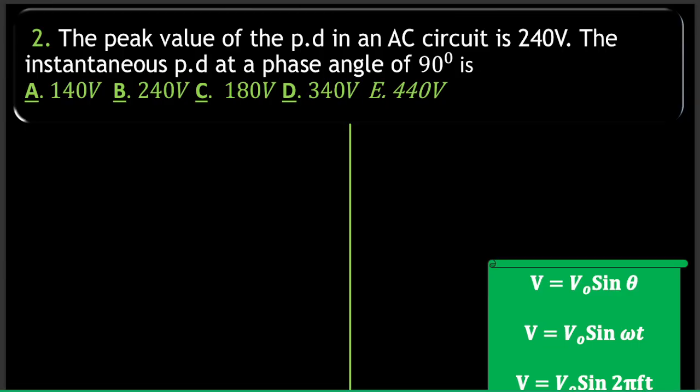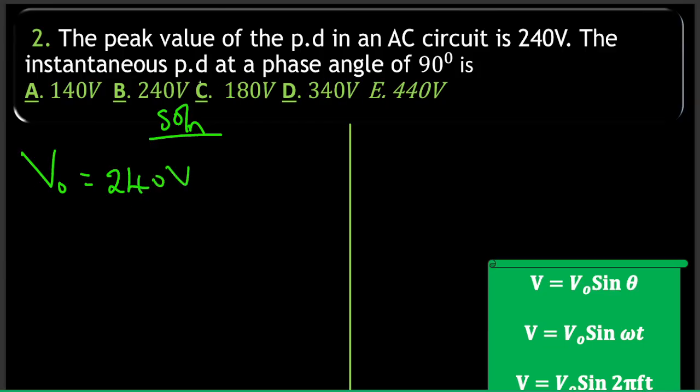All right. Question number 2. Solution. Okay. The peak value of the potential difference in an AC circuit is 240 volts. So V naught is equal to 240 volts.